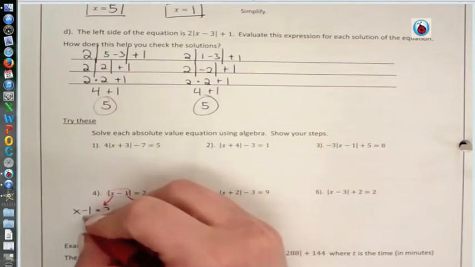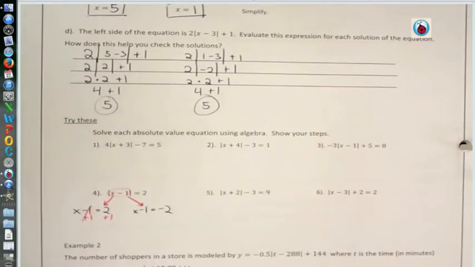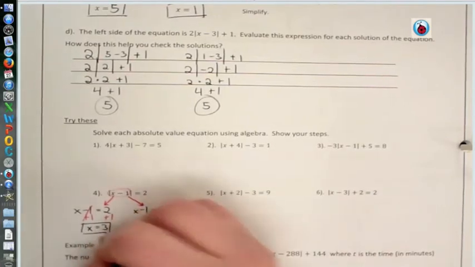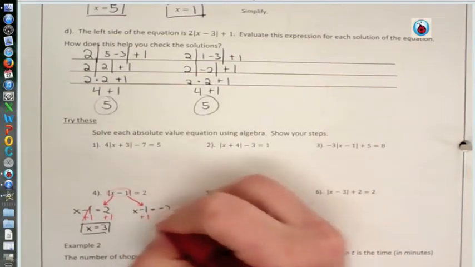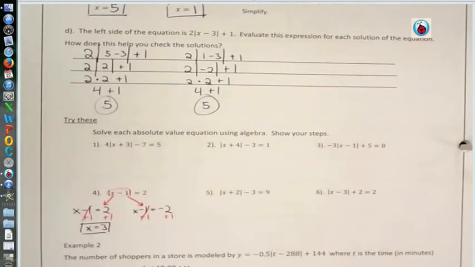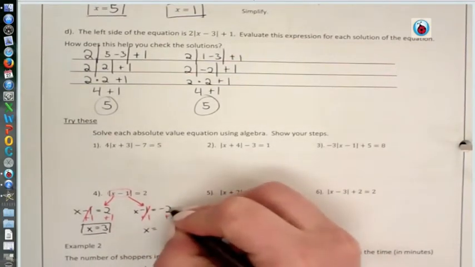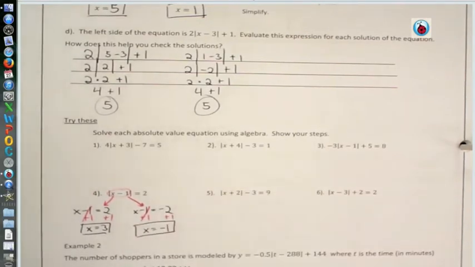All right, so I'll solve this equation by adding 1 to both sides. I end up with x equals 3. There's one possible solution. The other equation, I will also add 1 to both sides to get x by itself, and I get x equals negative 2 plus 1 is negative 1. Interesting. So I get 2 different solutions. Both of them are perfectly fine in the original equation.